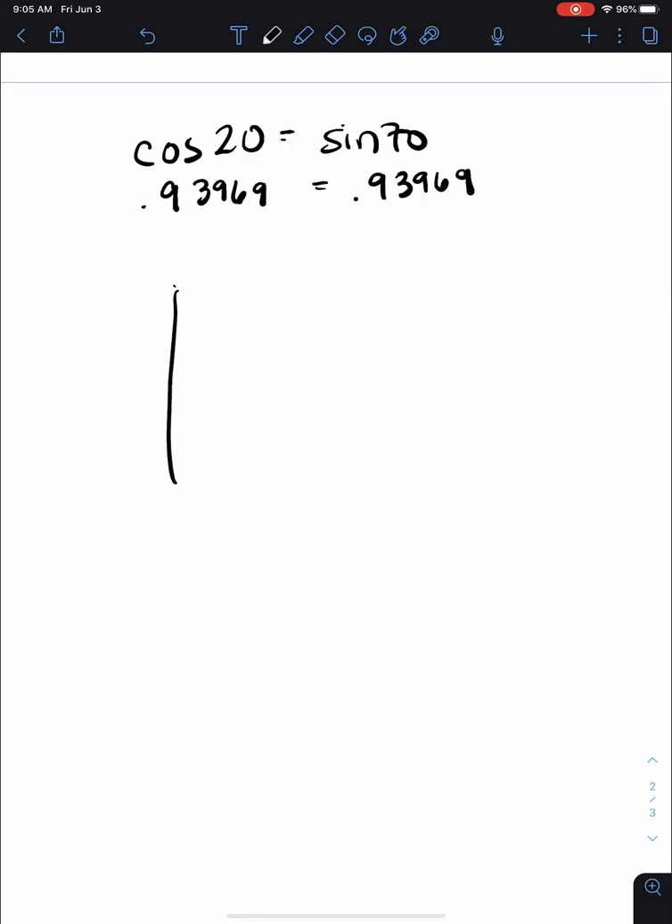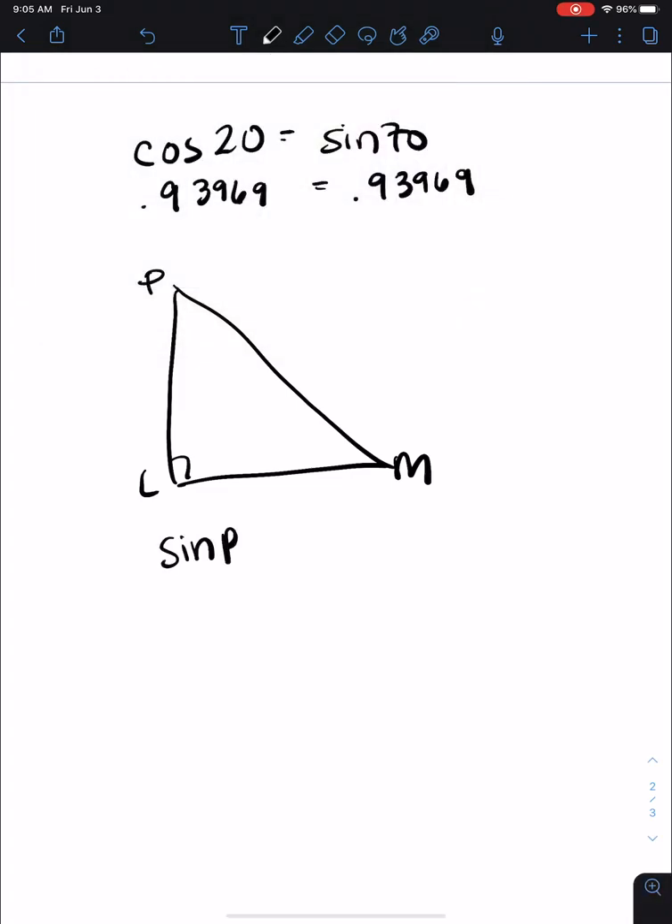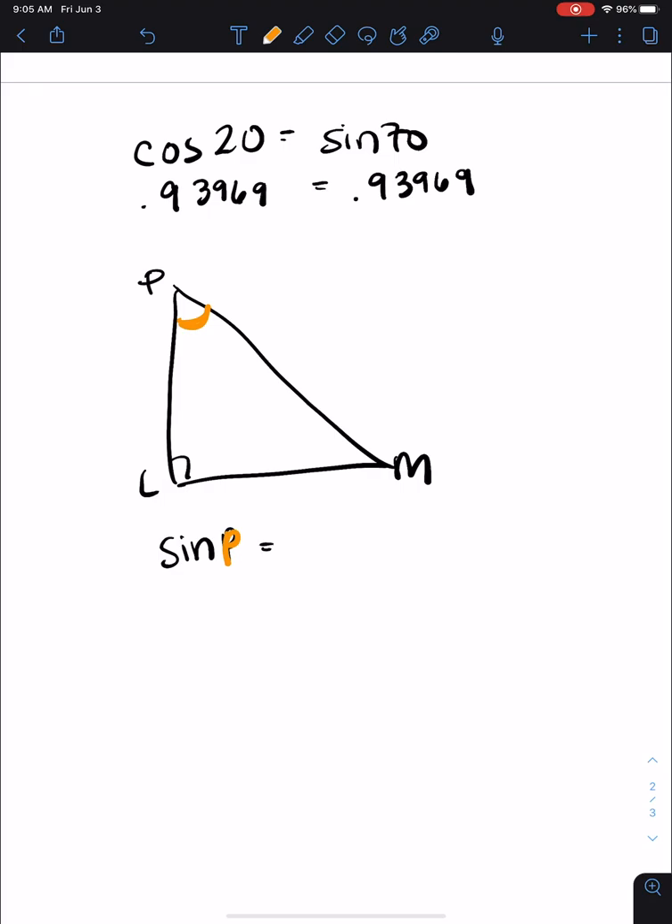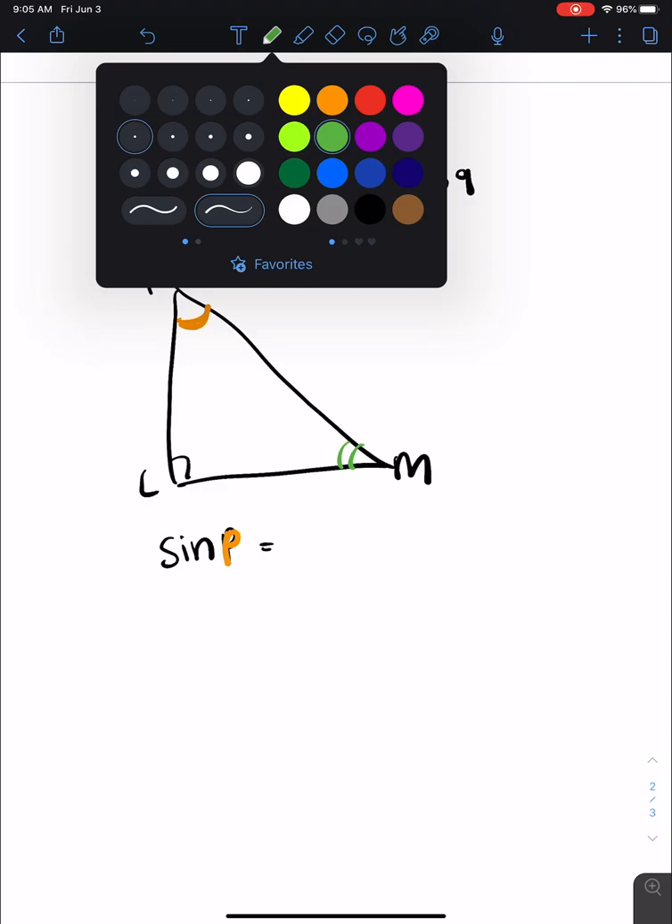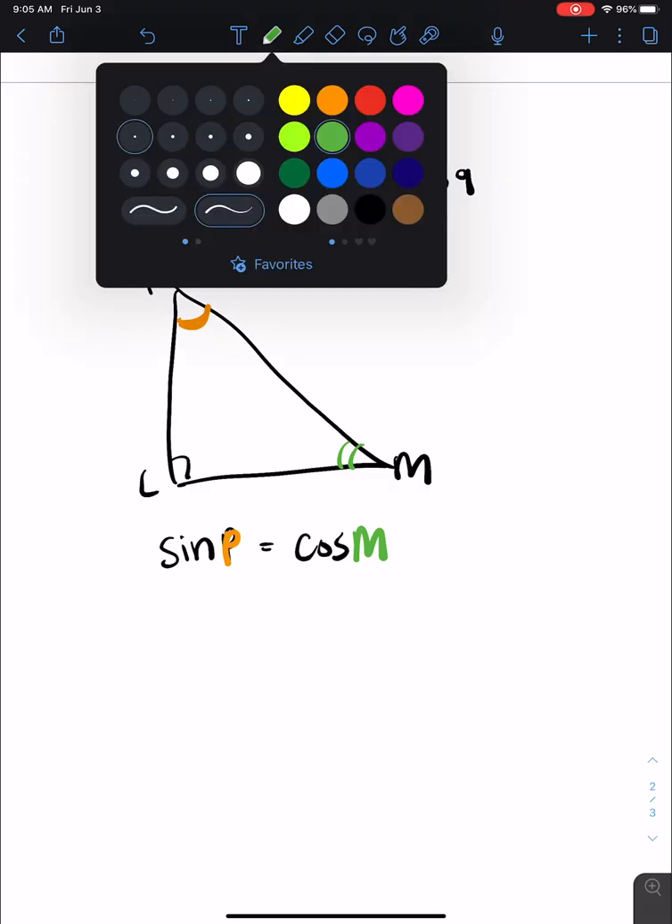We can see it in other examples. If I draw a right triangle PLM, when will sine and cosine be equal to each other? If I'm given sine of P, what other relationship will be equal to sine of P? The two angles that sum to 90 are angle P and angle M, the other angle in my right triangle that's not 90 degrees. So sine of P will be equal to cosine of M. We'll see this problem come up in multiple different ways, but again, it's when the angles sum to 90.